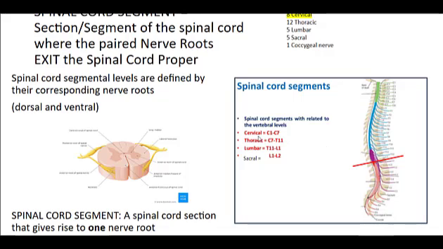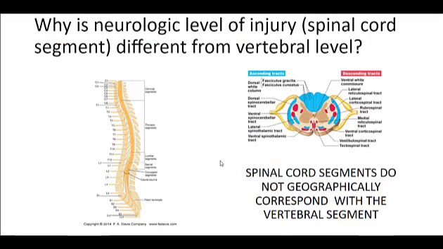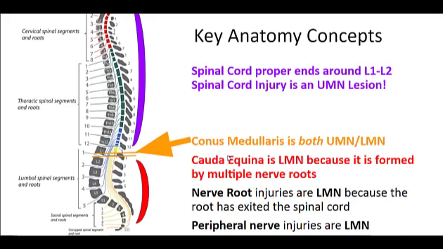So when we're thinking about our cervical spinal cord segments, those are going to correlate with the vertebra C1 through C7. The thoracic spinal cord segments are mostly going to be found correlating with vertebra C7 through T11, and the lumbar from T11 to L1, and then our sacral segments will be correlating with L1 and L2. So again, just a reminder here that the vertebral level is not going to line up with the spinal cord segment.